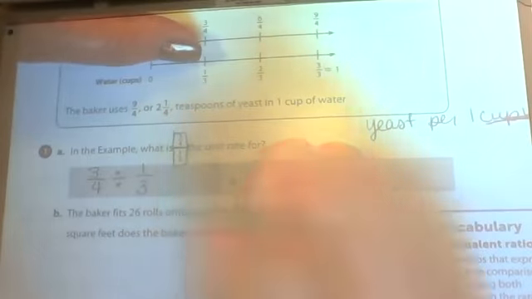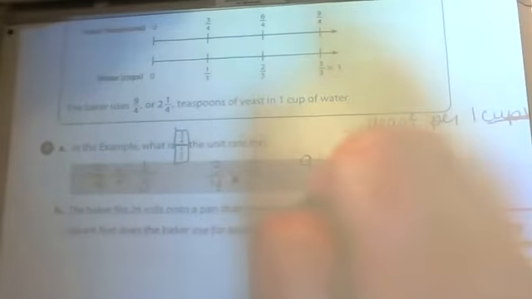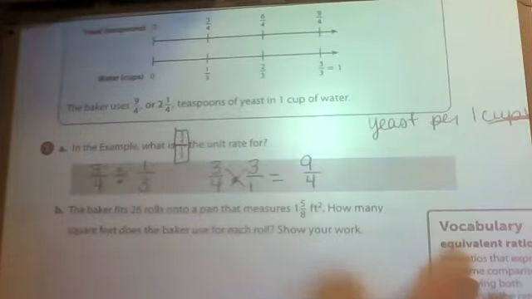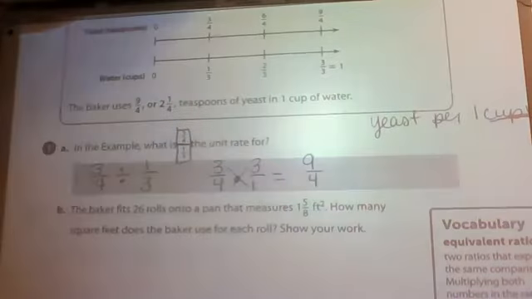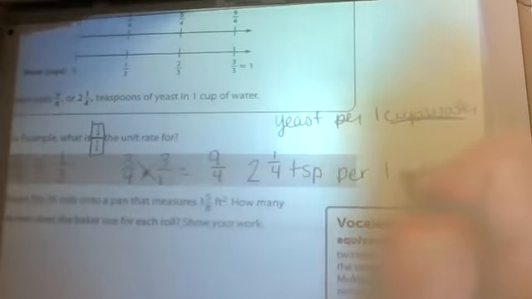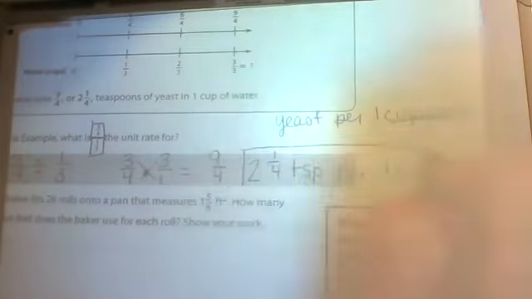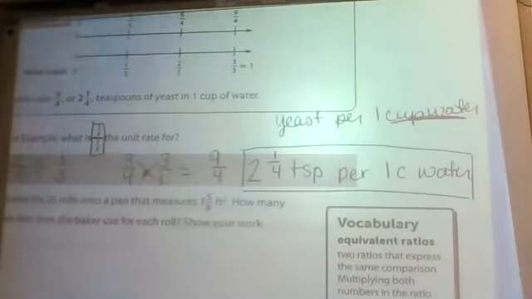And then what we're going to do is keep, change, flip. Unfortunately, I can't cross simplify anything, so I multiply everything straight through. So this is 9/4. And when it's bigger on the top, it must be improper, so this comes out to be 2 and 1/4. So this is teaspoons per 1 cup of water. Okay, so there is what your answer should have been.